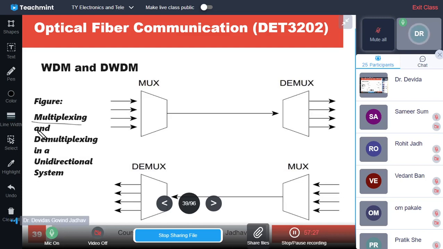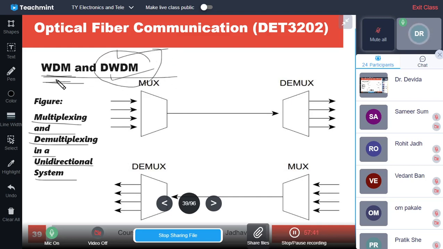So multiplexing and demultiplexing is there in a unidirectional system. Still we are considering the WDM. We will consider DWDM afterwards. Okay, we are having DWDM also. So WDM and DWDM is our point. Multiplexing and demultiplexing are a unidirectional system.